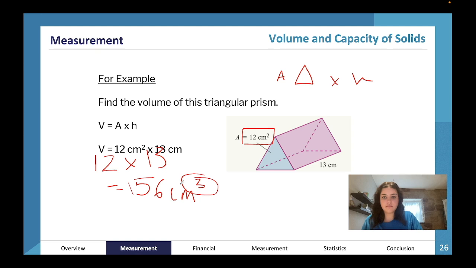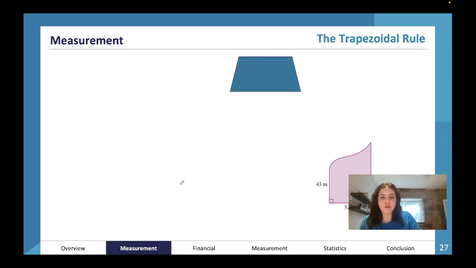And we'll see 156 centimeters cubed. Okay, it's also, like I said, important to express your volume in cubic terms.